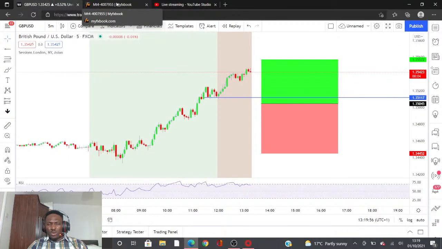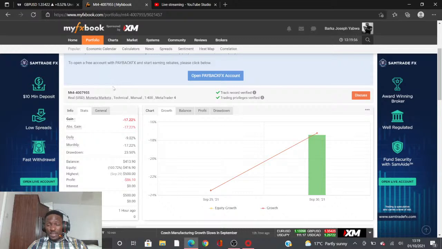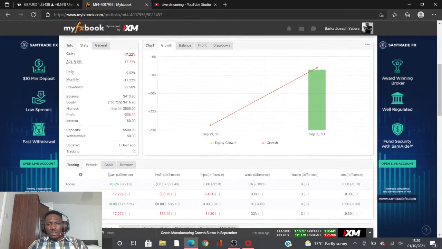And a lot of people don't even know what MyFXBook is. MyFXBook is a website, so instead of showing people your account statement, you can just link it to MyFXBook, and it's going to show statistics from your trading. So like I said, this is something I've just started a couple of days ago.